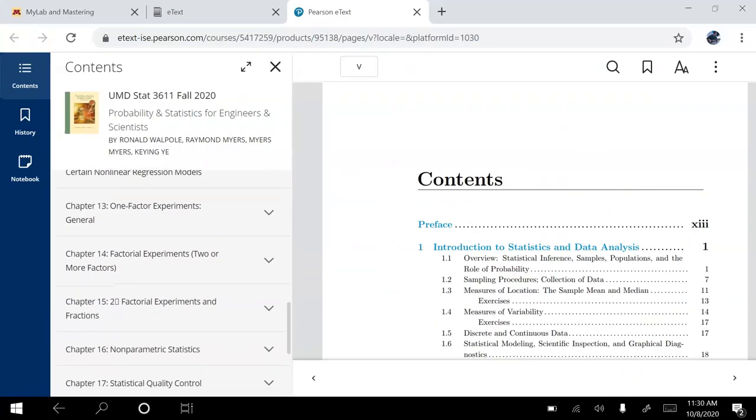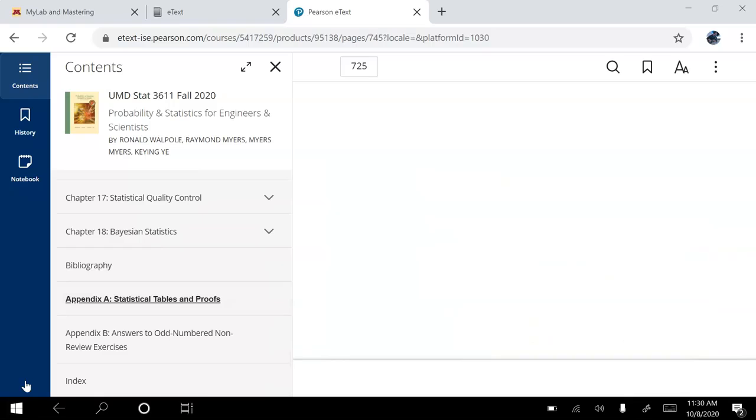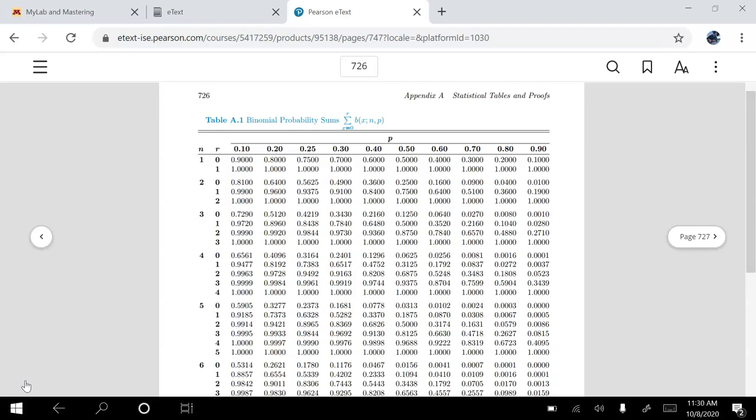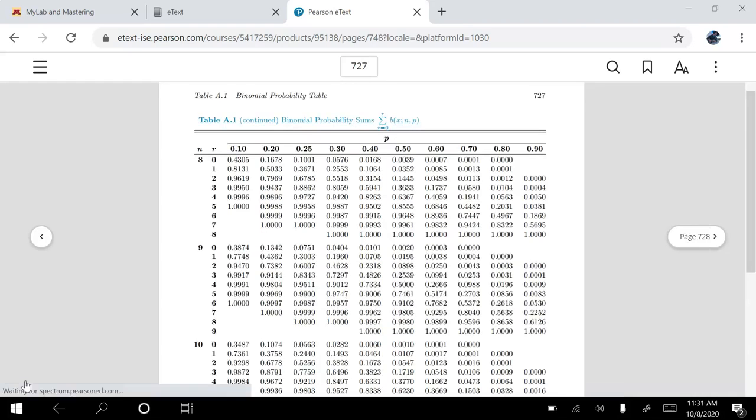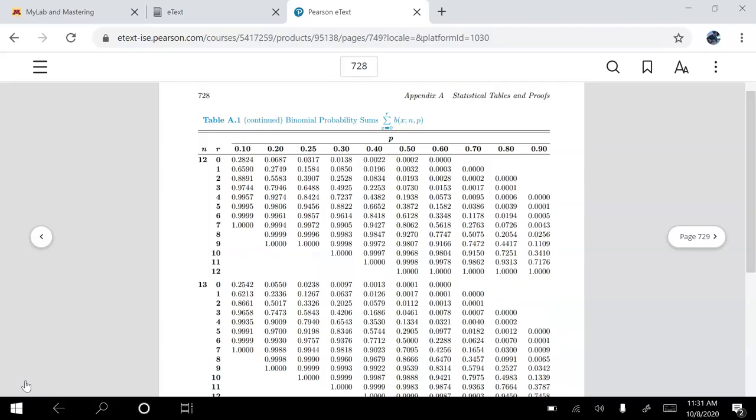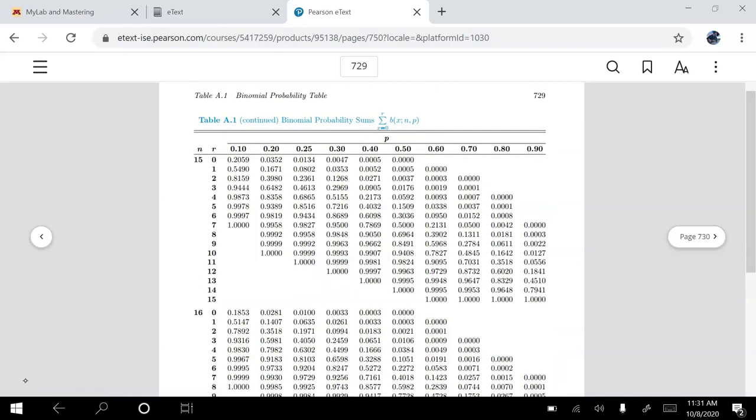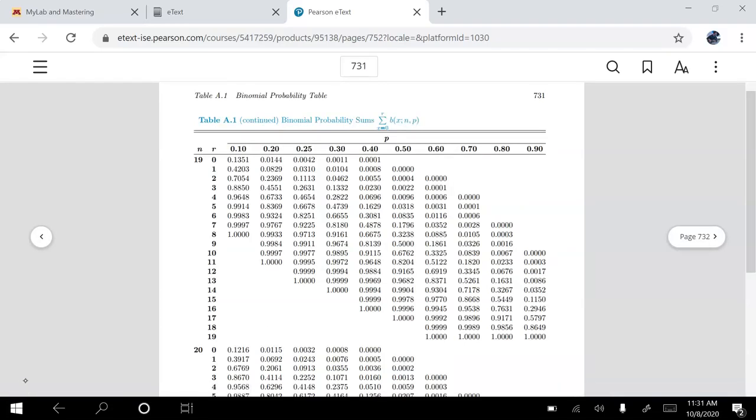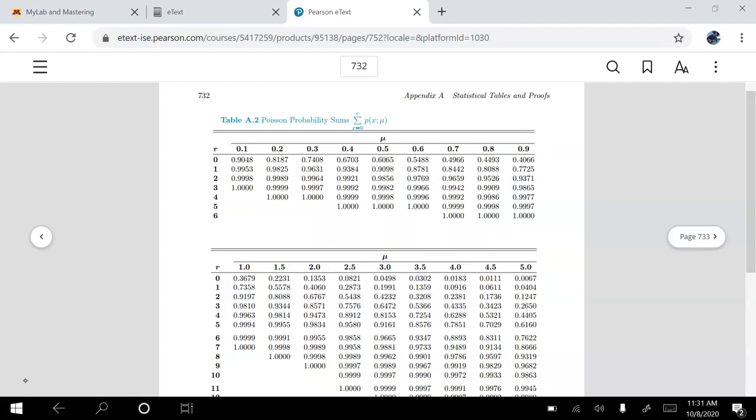In the textbook, let's go to the back. Tables and proofs. We're going to go paging through. There's our binomial sums, cumulative probability of our binomial sums. We've got a few pages of this. And then usually next we'll see a table for the Poisson probabilities. There we go. In the table, mu is lambda times T, and that's our expected value, or expected number of events per time.